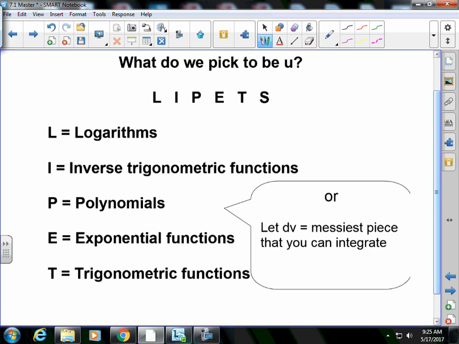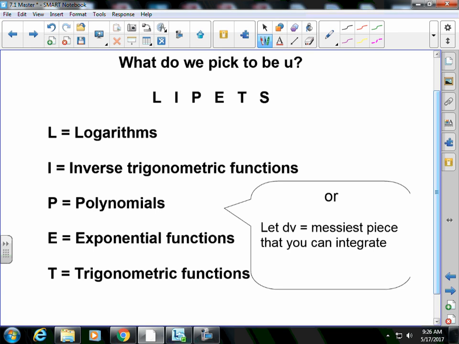If I don't have a logarithm, do I have an inverse trigonometric function? If I do, I'll pick that to be the u, and then the rest will be the dv. If I don't have that, then I'll look at a polynomial. If I don't have polynomials, then I'll look for exponential functions. And if I don't have that, then I go to trigonometrics. And that should cover the bases. Now, will this work again? It should work 99% of the time. There's some rare cases it doesn't, but it's a nice little trick that helps you.